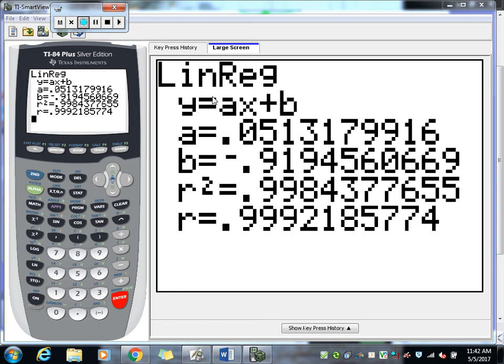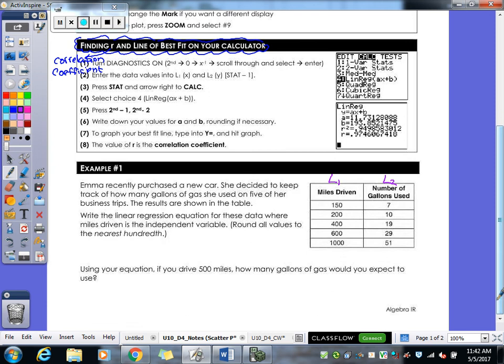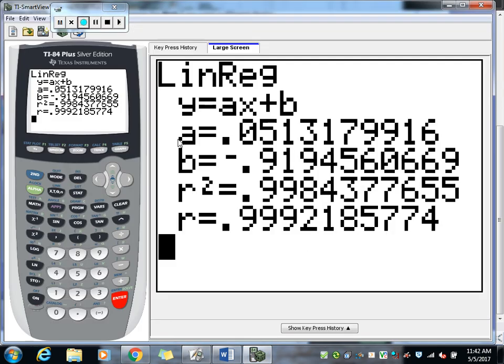So right up here, this first thing they have written here, that is your generic formula for your linear regression. Y equals AX plus B. So I'm going to write that first down here. Y equals AX plus B. So then after that, they give you the value for A, and they give you the value for B. We just have to write them into our equation.